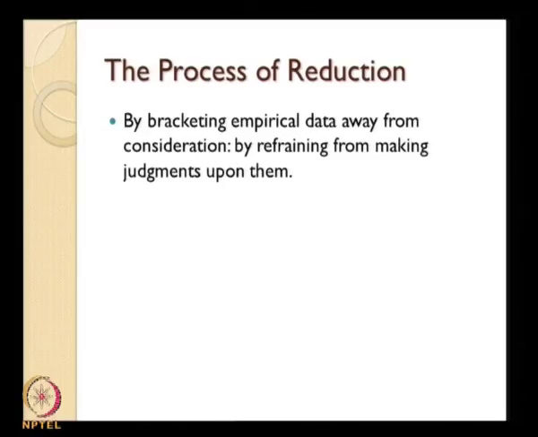By bracketing empirical data away from consideration, by refraining from making judgments about them, putting them aside, keeping them aside, we are not going to deal with them. This information which I know about the pen, made of plastic, the length of the pen, the color of the pen, all those things are unimportant, and I am not going to mention them at all in my phenomenological endeavors.